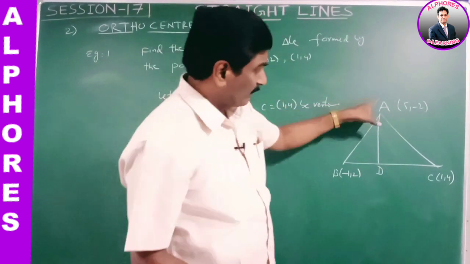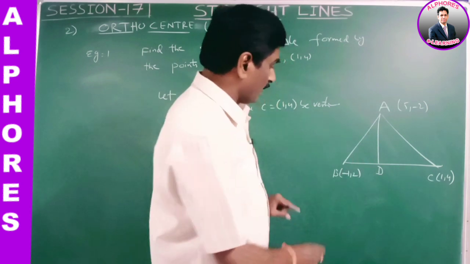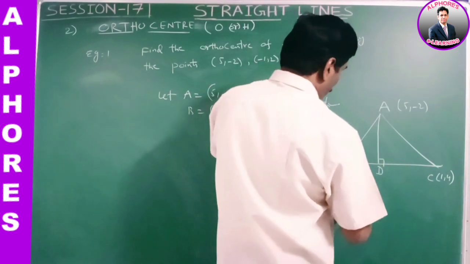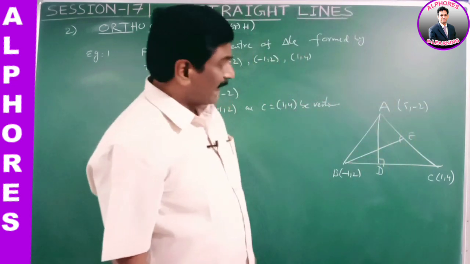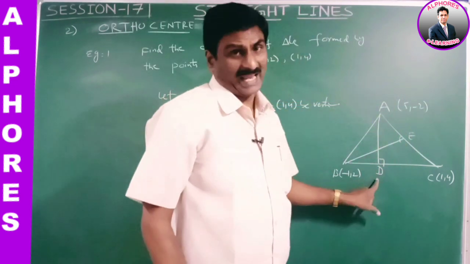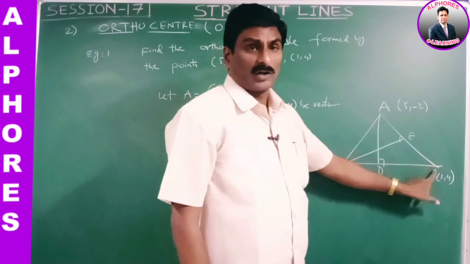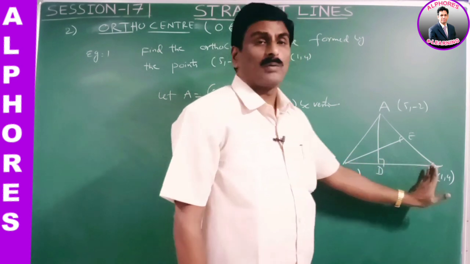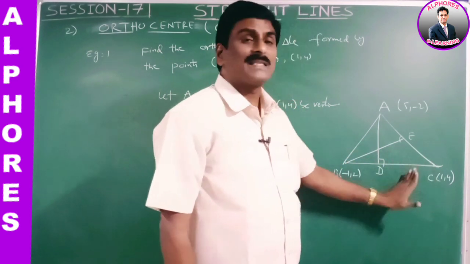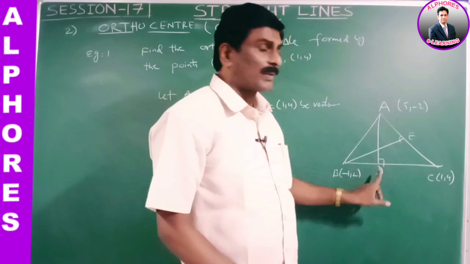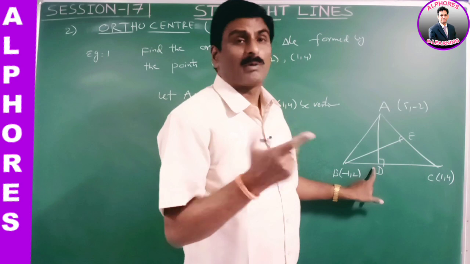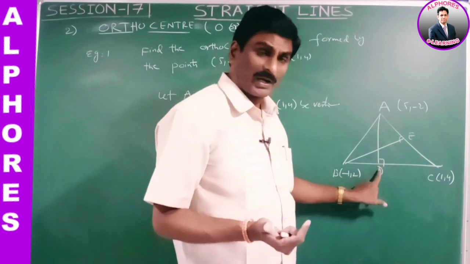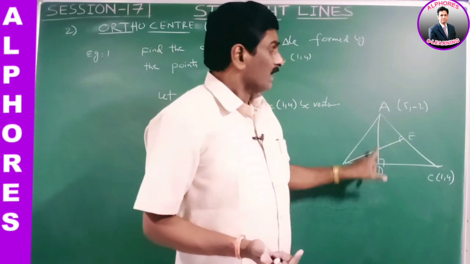First we find the equation of the line AD. Next, we find the equation of the line BE, which is the altitude through B. How do we find the equation of the line AD? Here AD is perpendicular to BC, so first we find the slope of BC. Suppose the slope of BC is a by b. Then the slope of AD is minus b by a, since m1 m2 is equal to -1. By using that property, we find the slope of AD.